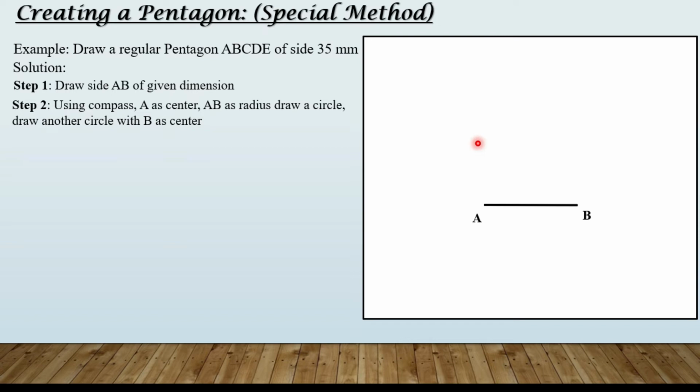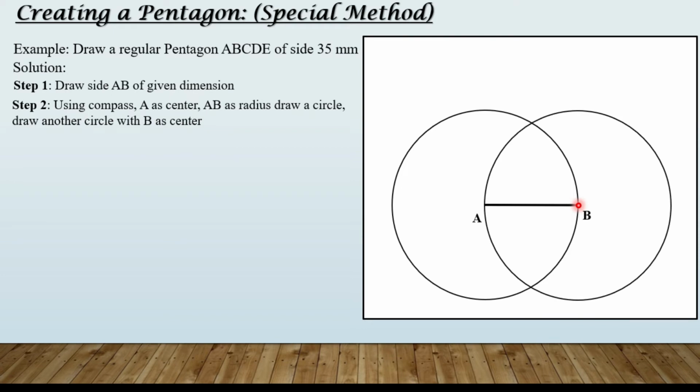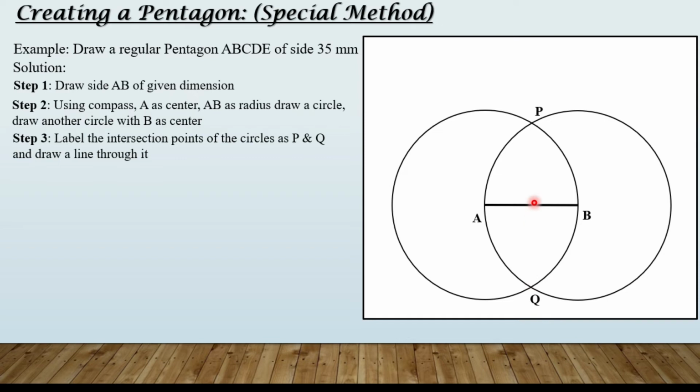Using compass, A as center, AB as radius, draw a circle. So you have to keep your compass at A, AB as radius in your compass. With compass at A, you have to draw a circle. Then again the same circle you have to draw, but you have to shift the center from A to B. Now I am keeping compass at B as center, and with the same radius AB I have drawn another circle. So I have the intersection of circles at these two locations now. So label the intersections. I label these as, let us say, P and Q, and you have to draw a line through them.